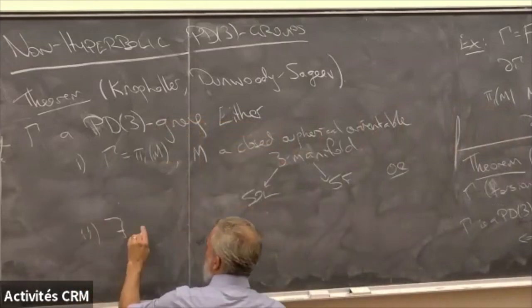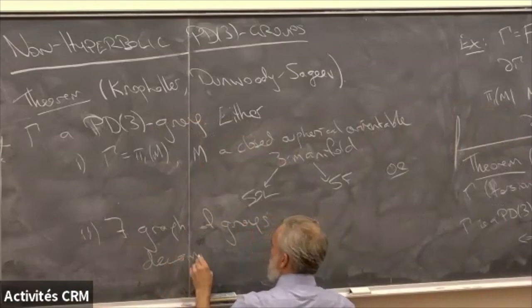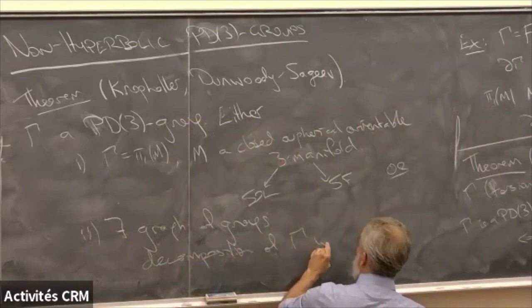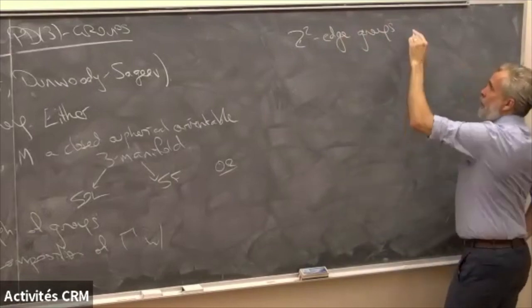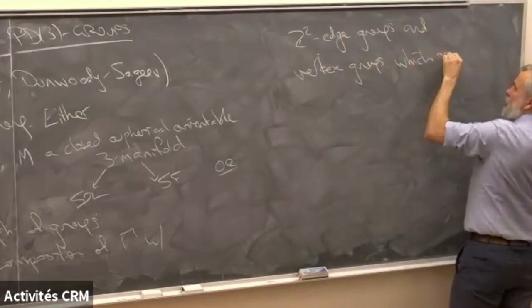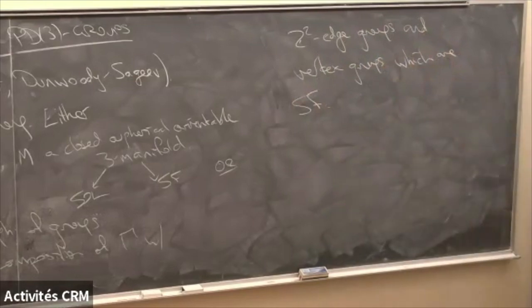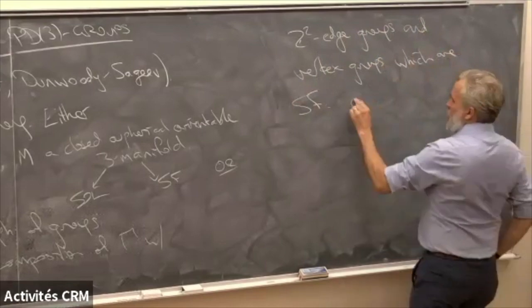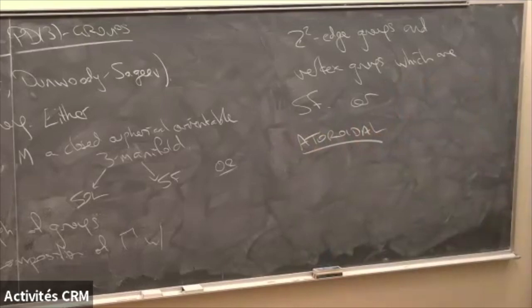Or two, there exists a graph of groups decomposition, which you should think of now as a JSJ decomposition of groups, of Γ with Z-squared edge groups and vertex groups which are either Seifert-fibered, so fundamental groups of Seifert-fibered three-manifolds, now with boundary, and those boundaries are tori, or atoroidal. Nathan defined atoroidal for three-manifolds. Here I want it to be atoroidal in a group-theoretic sense.